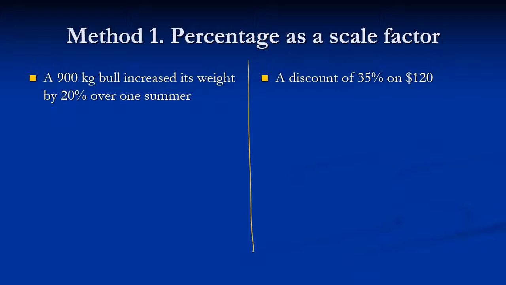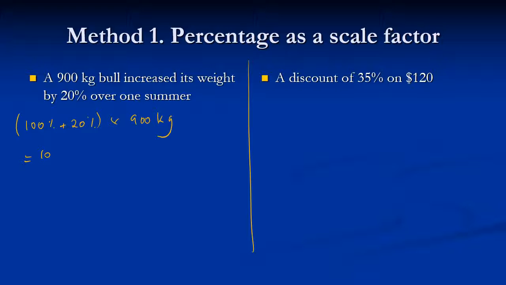So let's consider two different methods of modelling percentage increase and decrease. The first method I want to consider with you is the example that, for example, we've got a bull in a paddock, and it's a 900 kilogram bull, and it increased its weight over one summer. So we want to consider what's the final weight. So what do we want to know? We know that it started off at 100%, but it increased, so I'm putting a plus in, by 20%. So what I'm really saying is it's increased by 120%. So I just need to multiply that by 900 kilograms. And that should then give us about 1,080 kilograms.